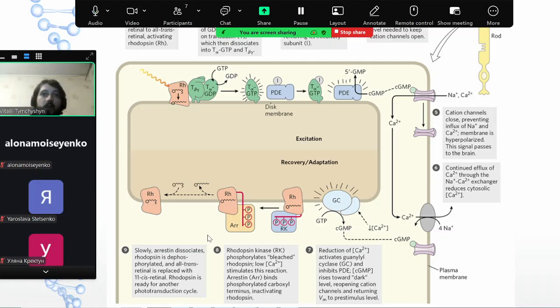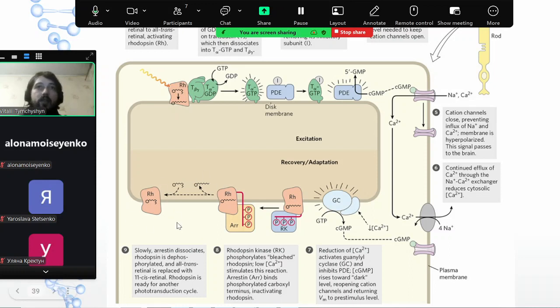And slowly arrestin dissociates and rhodopsin is dephosphorylated, but the thing is that there are certain steps that remove the all-trans retinol from here and attach 11-cis retinol.